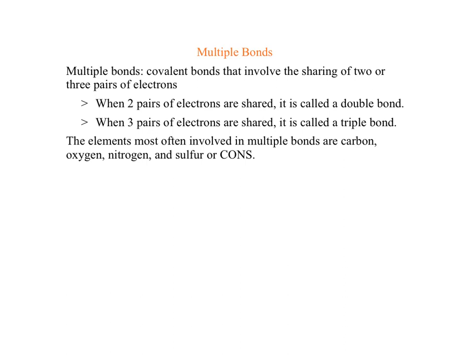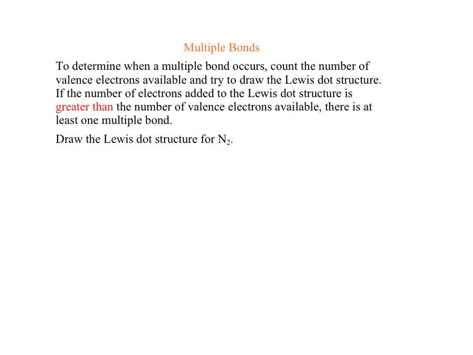There are elements that most commonly do this: carbon, oxygen, nitrogen, sulfur. But just because a molecule has these elements doesn't necessarily mean you're going to have multiple bonding. What you want to do is draw your Lewis dot structure normally, paying attention to that octet rule. And then when you're done and you're double checking your number of valence electrons, you're going to find that you have too many electrons in your Lewis dot structure. So the number of electrons added to the structure is actually greater than the number that's allowed. So then we're going to modify the structure and put in some multiple bonds.